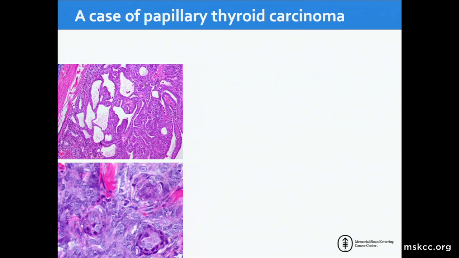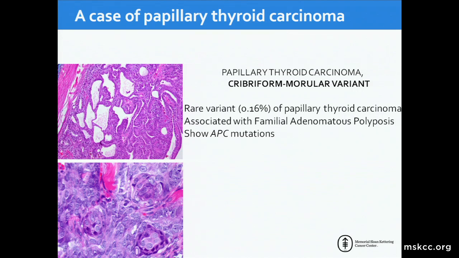But there are limitations, and here's one interesting case. It's a case of papillary thyroid carcinoma, but not your typical one. It had a very interesting architecture, some papillary areas, some cribriforming, and some morules. And so this is actually a papillary thyroid carcinoma cribriform morular variant. It is a very rare variant, and it is important to make the diagnosis. And if you want to know anything about this, please talk to Ronnie Ghossein, who will talk to you about it with tremendous passion. And he will tell you that making the diagnosis is critical because it is associated with familial adenomatous polyposis.